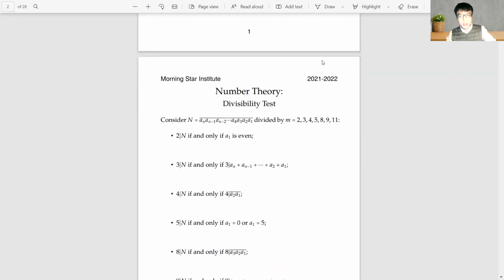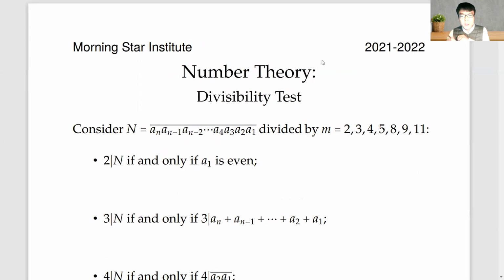So the first question on number theory is on divisibility test. Number theory studies integer numbers or whole numbers. The very basic relation is that one number is divisible by the other. Here, let's consider a general number. Capital N is a big number, a lot of digits. There are n digits here. We consider the divisibility test for 2, 3, 4, 5, 8, 9, and 11.